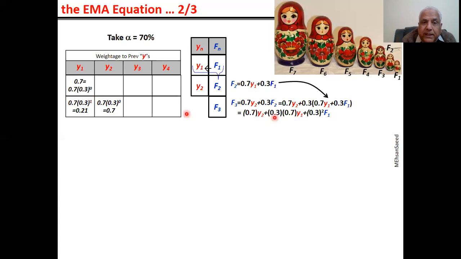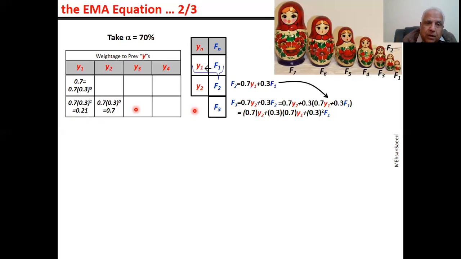So from 0.3 raised to the power 0 has become 0.3 raised to the power 1. I hope you see now the element of exponential or exponents coming up, raised to the power something. And it will become even more clear shortly.